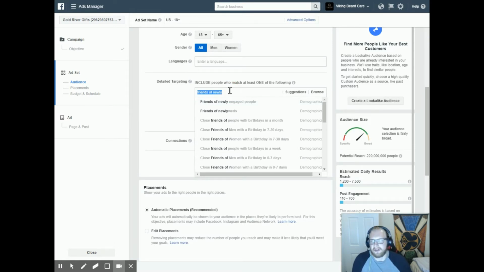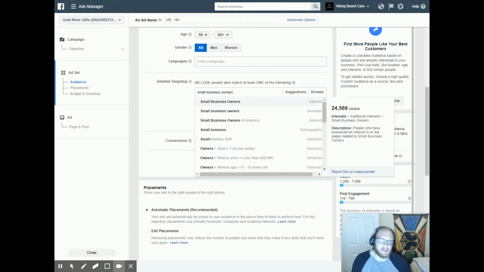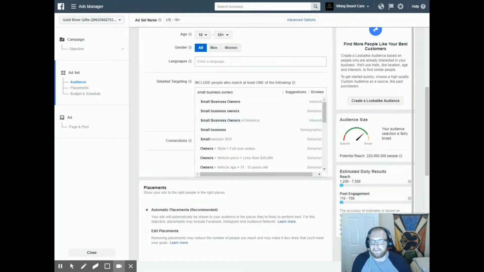Jumping down to number six, you can actually target small business owners. Now this one isn't a super big, important one, but it is super handy if you're trying to target small business owners for, say, bankers, insurance companies, freelancing platforms, web hosting, marketing agencies, that type of thing.